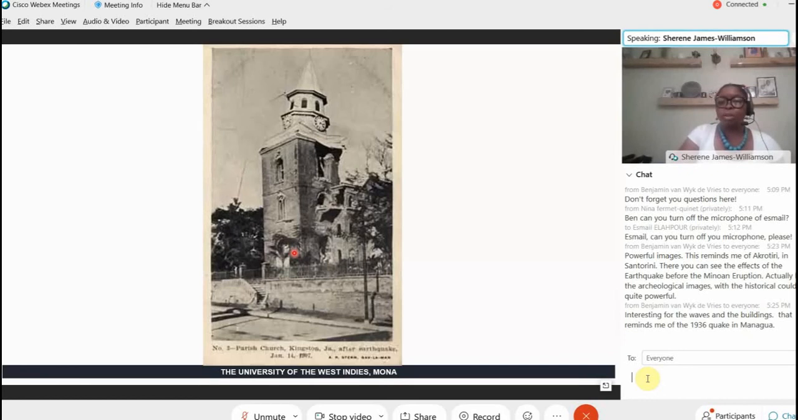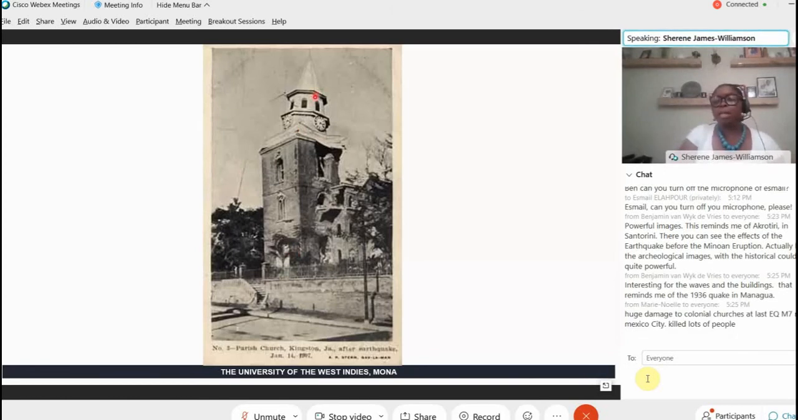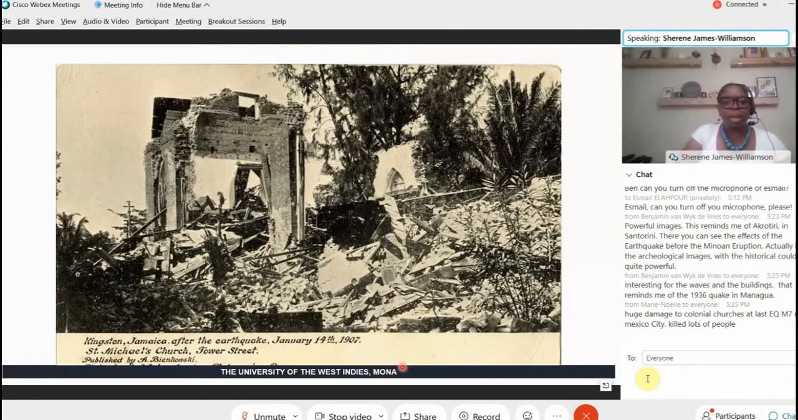But then on closer observation, when they went in and looked at everything, the beams were strong, everything was strong, and they realized that it was the collapse of the spire that really did cause much of the damage to the church. This is St. Michael's Church, and St. Michael's Church is no more. After it collapsed, it was not rebuilt.